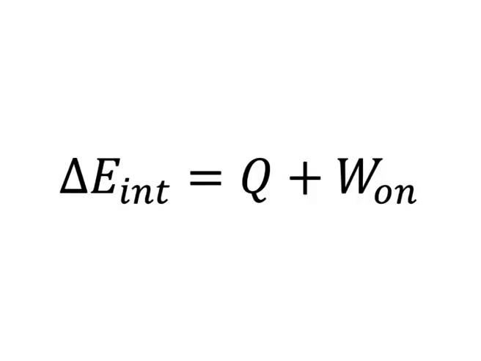The work done on a system is always the negative of the work done by the system. So, if we rewrite the first law of thermodynamics equation in terms of the work done on the system, delta E internal is equal to Q plus W on. This tells us that the internal energy of a system tends to increase if heat is absorbed by the system or if positive work is done on the system. Conversely, the internal energy tends to decrease if heat is lost by the system or if negative work is done on the system.